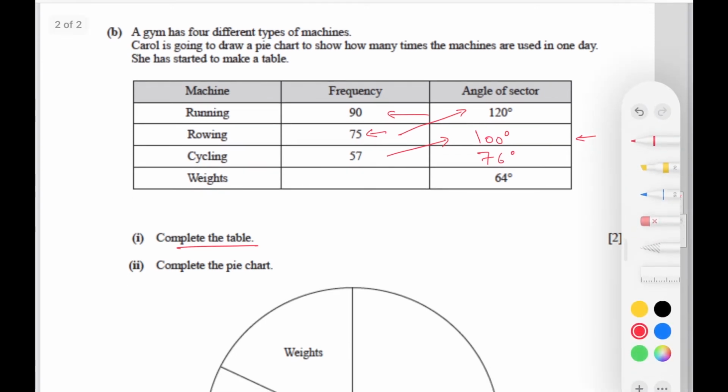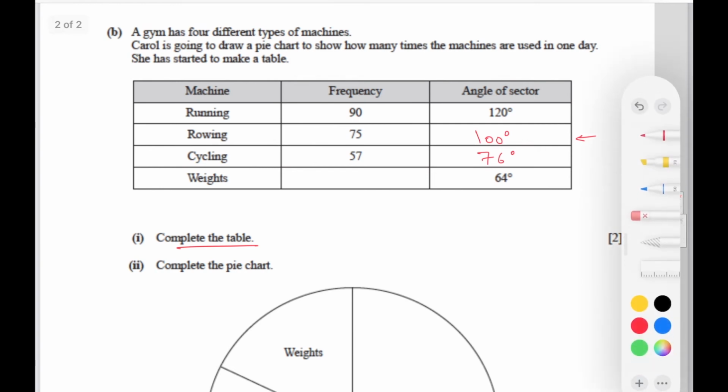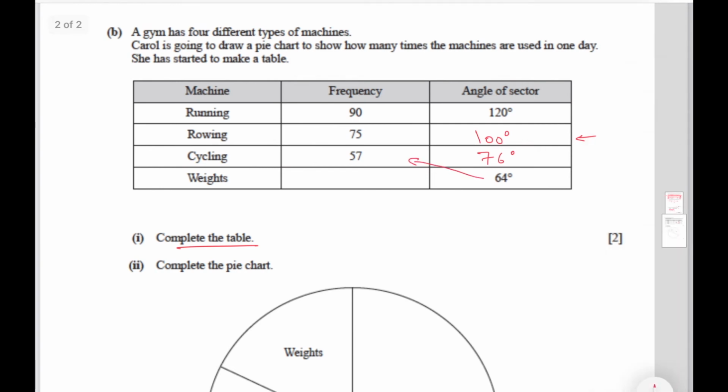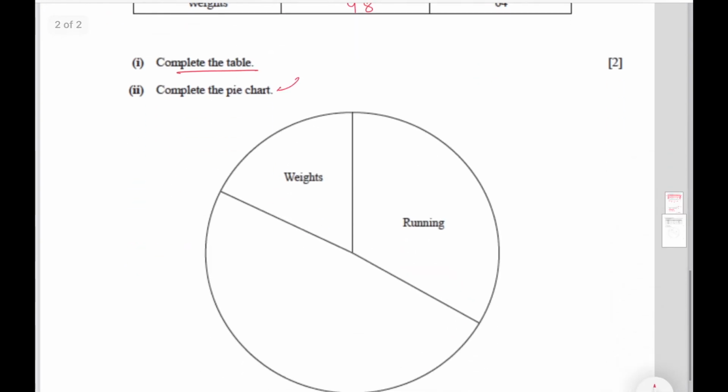Then for the last bit, we do the opposite. We multiply 64 by 57, and we divide it by 76. Okay, when we do that, this comes out to be 48. Okay, let me remove these marks and our table is complete. Let's do the last part of the question, which says complete the pie chart.